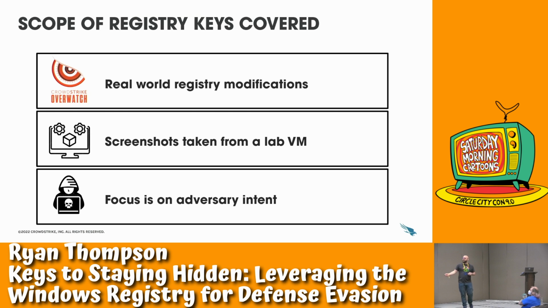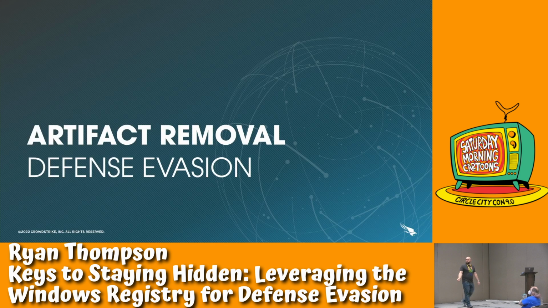And then the last piece is we're focusing on intent. We're not focused on if Falcon blocked it or if you can get past Windows Defender with this. My team specifically is focused on what adversaries are trying to do. Let's document that and let's disperse that to the community at large. So intent is the focus here. First and foremost, we're going to start by focusing on individual registry keys that impact artifacts, and more importantly, remove those artifacts.